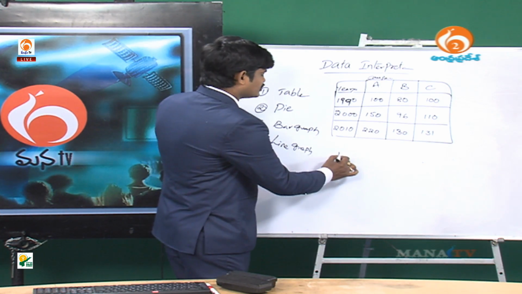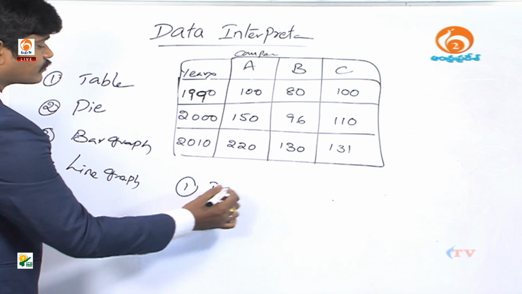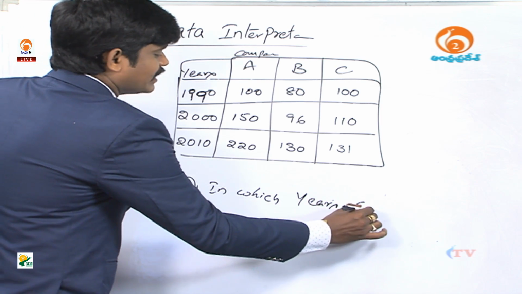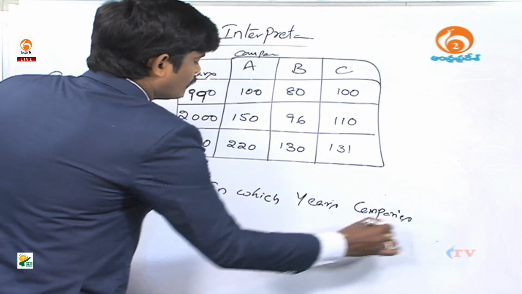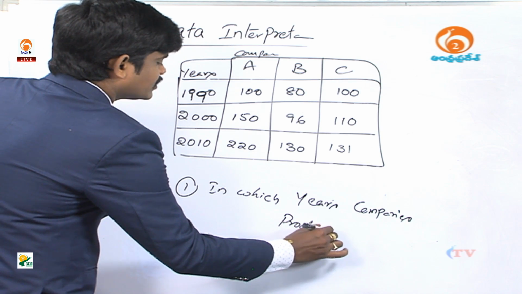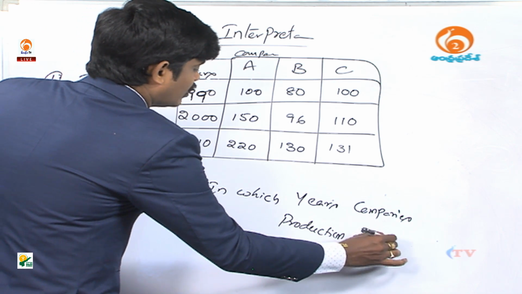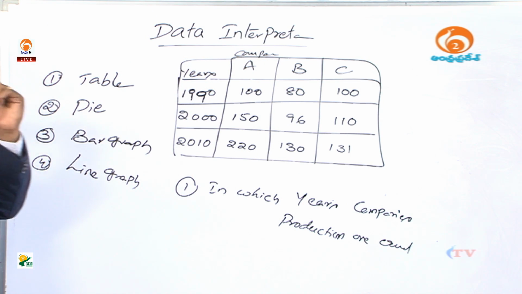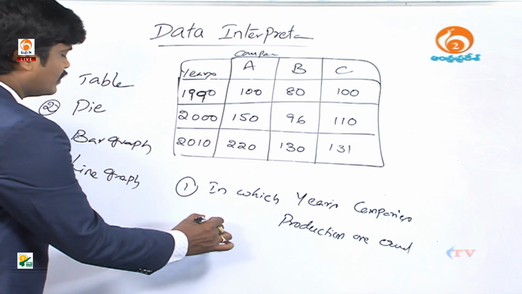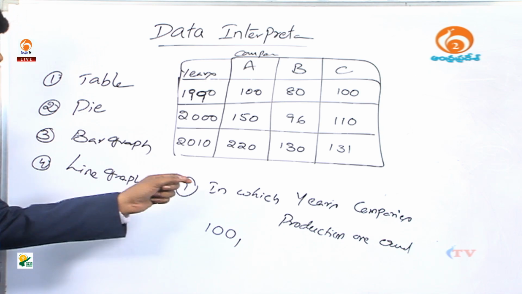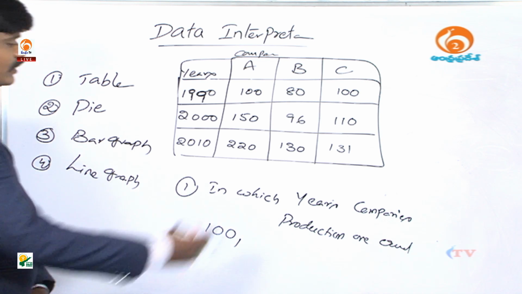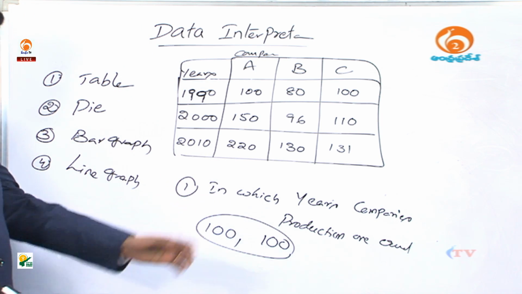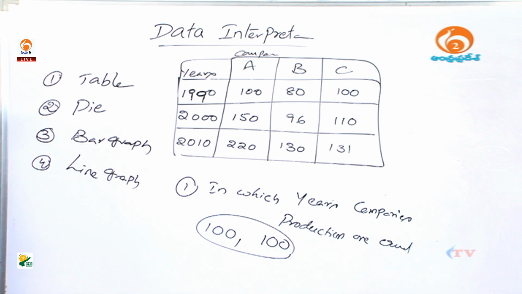For example, they ask a first question like: in which year are the companies' productions equal? For example, which values are equal? Now check it. In 1990, company A produces 100 items. In the same year 1990, company C produces again 100 items. So in 1990 the companies produce equal items. That is the first question.